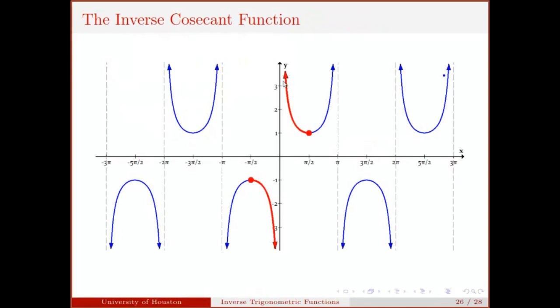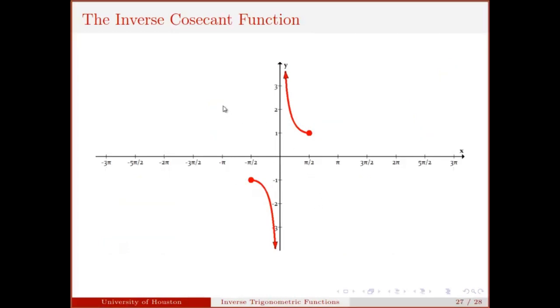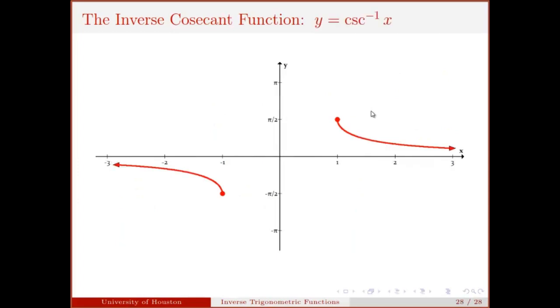Finally, for the cosecant function, we will restrict the domain to the interval minus pi over 2 to pi over 2, excluding the point 0. The resulting function will pass the horizontal line test, and its inverse will be called the inverse cosecant function. Note that the domain of the inverse cosecant function is equal to the range of the cosecant function, which is the union of the intervals minus infinity to -1 and 1 to infinity.